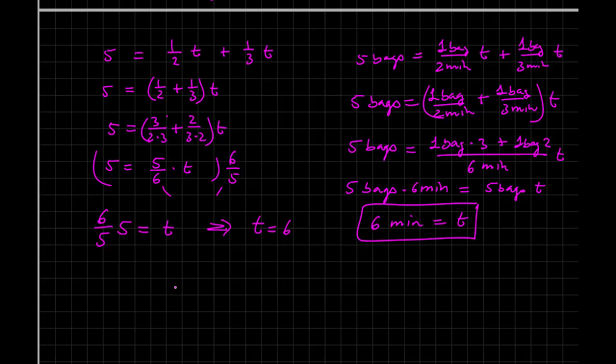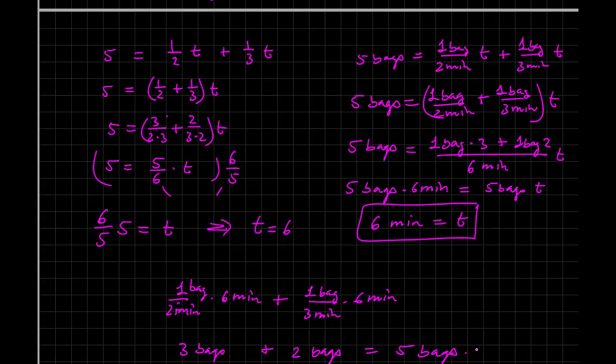We can say if Billy eats 1 bag every 2 minutes, and he's going to eat for 6 minutes, and Bob eats 1 bag per 3 minutes times 6 minutes, then what do we get? We get 3 bags here, and over here we're going to get 6 over 3 is 2 bags, for a total of 5 bags. And there you go.